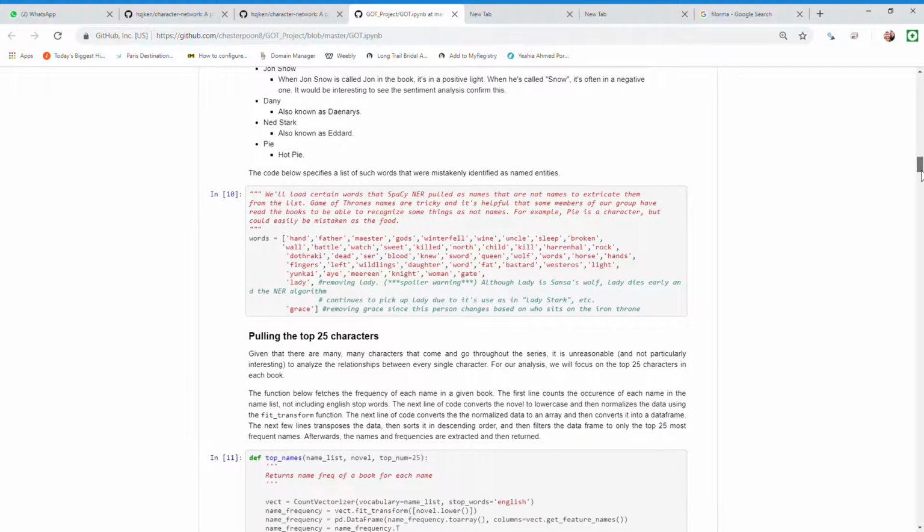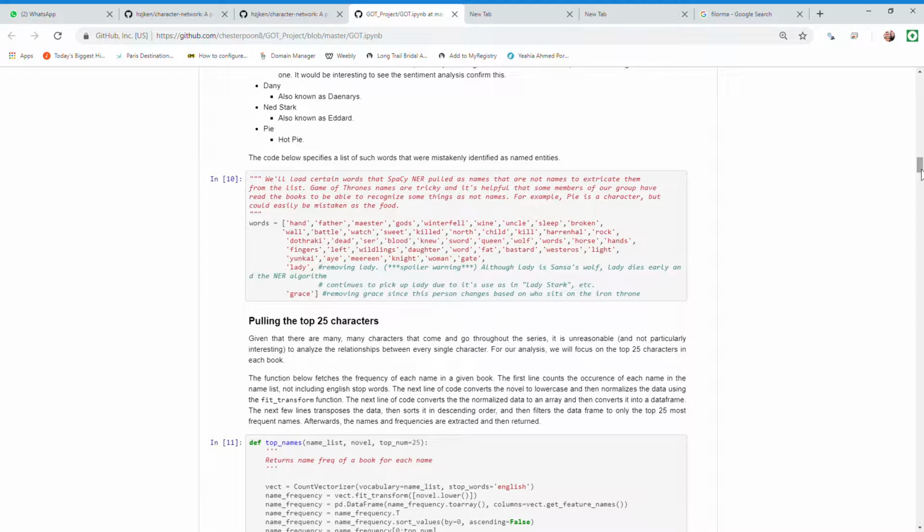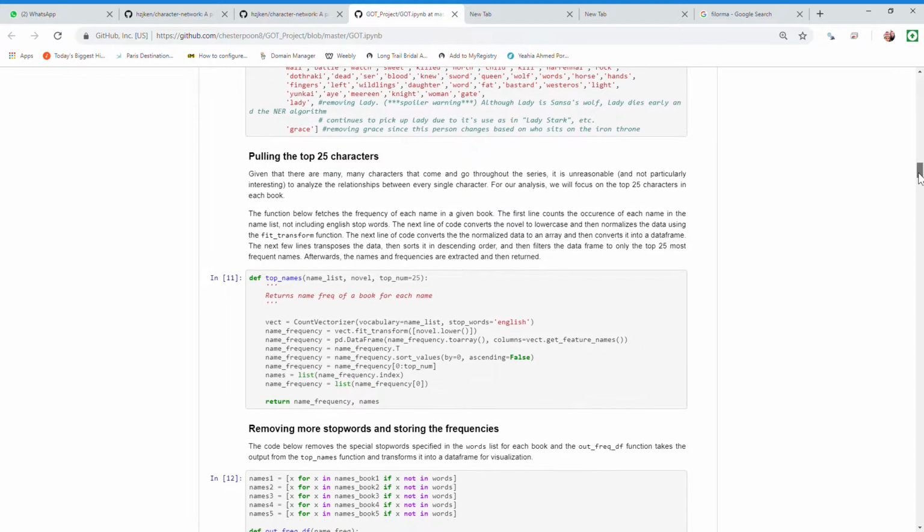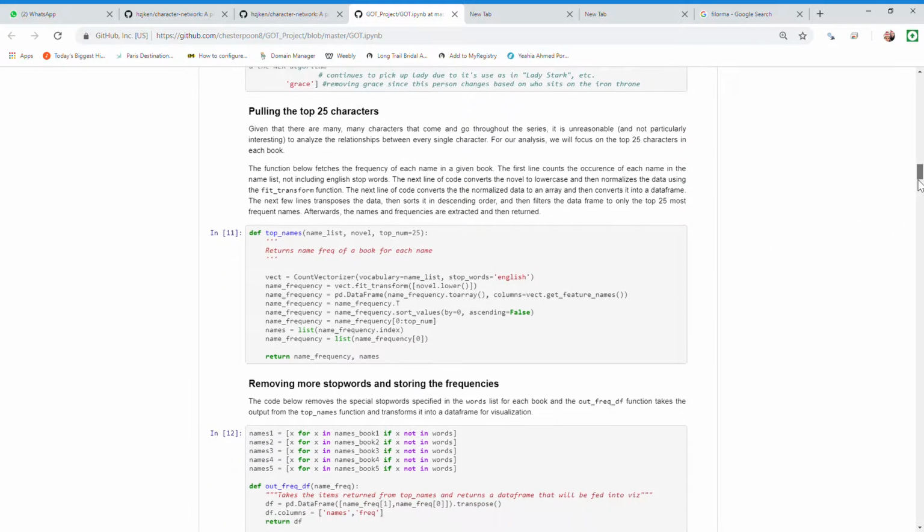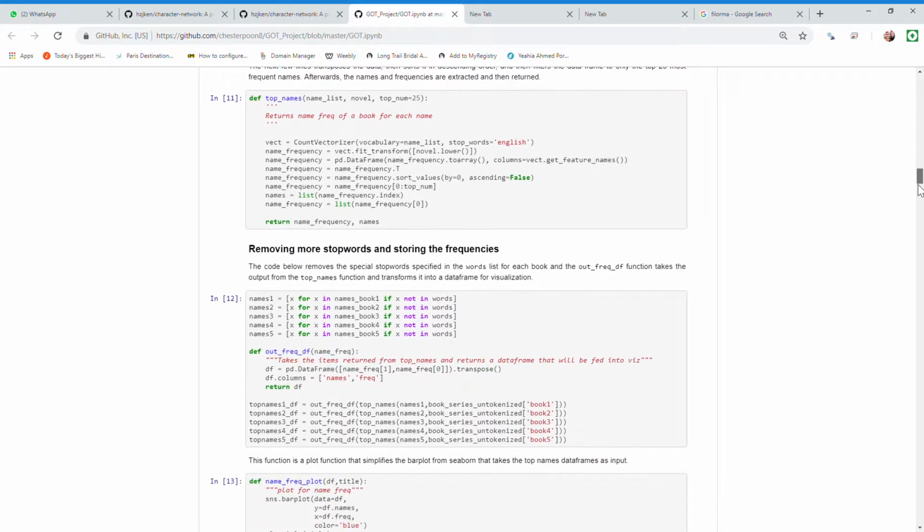So what we also needed to do was, Spacey recognized a bunch of common names that we wanted to get rid of, things like places like Winterfell or gods. So we had to create a list of words that we told Spacey to get rid of, and that's what we're doing here. So from here, we decided that we want to narrow it down a little. So we want to grab the top 25 character names in terms of frequency, and that's all we're doing here, is building out a data frame and a list to capture the top 25 names.